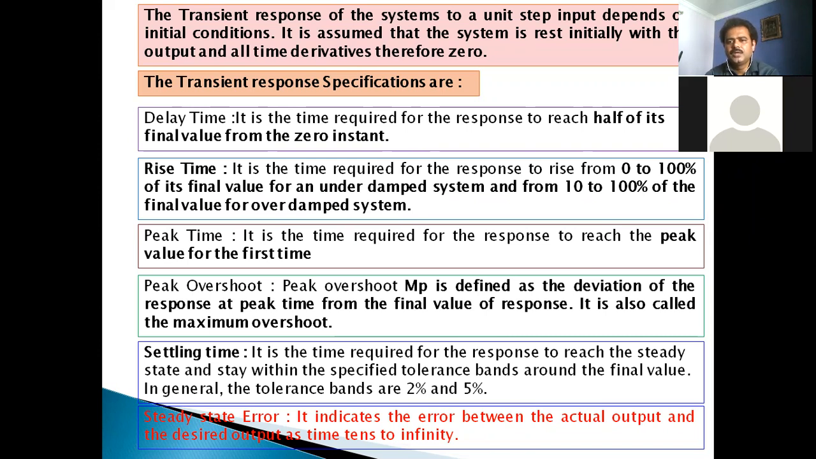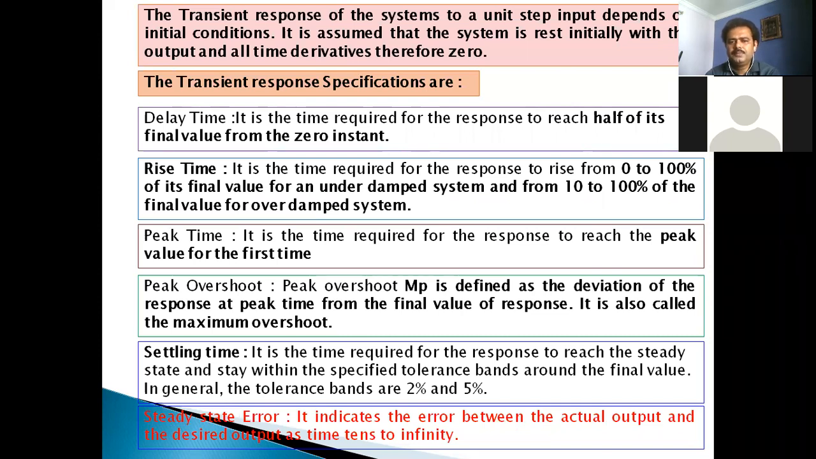Rise time means the time taken to reach 0 to 100% of its final value in the case of an underdamped system. In the case of an overdamped system, because it is a sluggish system, it increases slowly. So the time taken to reach 10 to 100% of its final value is called rise time for an overdamped system. Coming to the next specification, peak time. Peak time is the time required for the response to reach its peak value for the first time. We have to consider the first peak. That is called peak time.